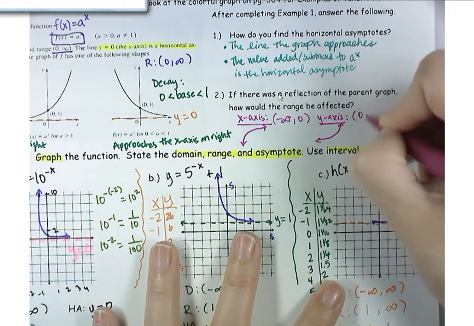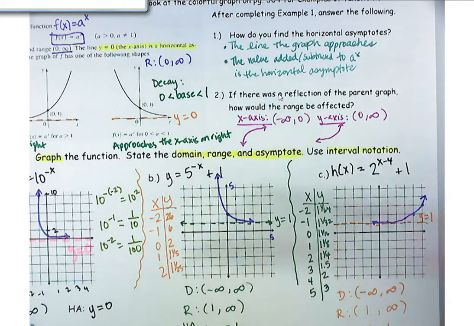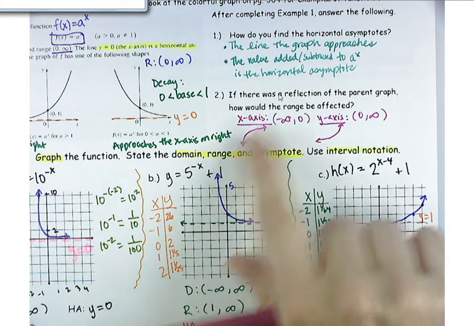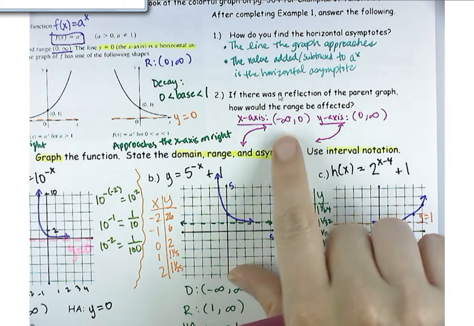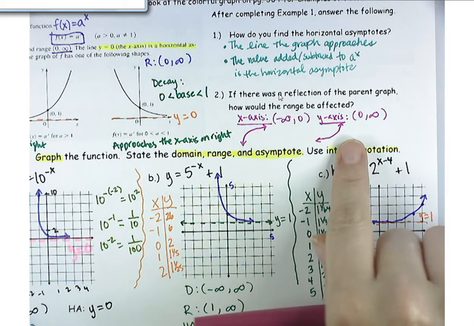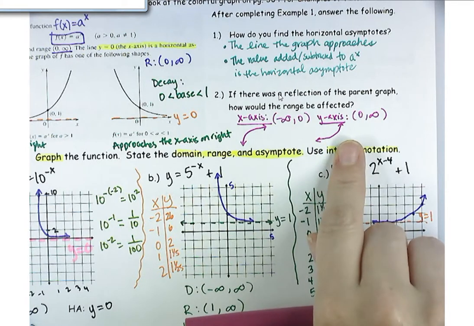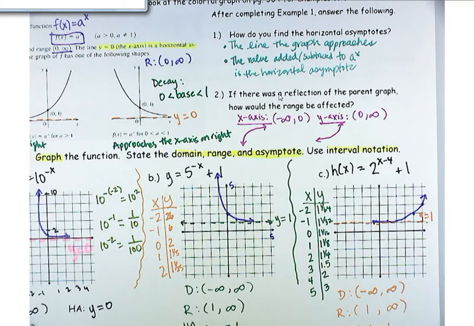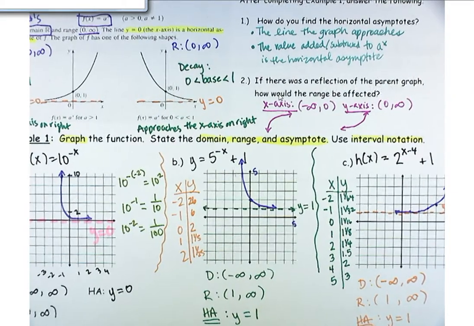Yes, good. Okay, so it's still all the points above 0, right? So if it's a reflection over the x, that's definitely going to change your range. But if it was a reflection over the y, then the range isn't changed. Okay, so something to think about when you are doing your homework tonight.